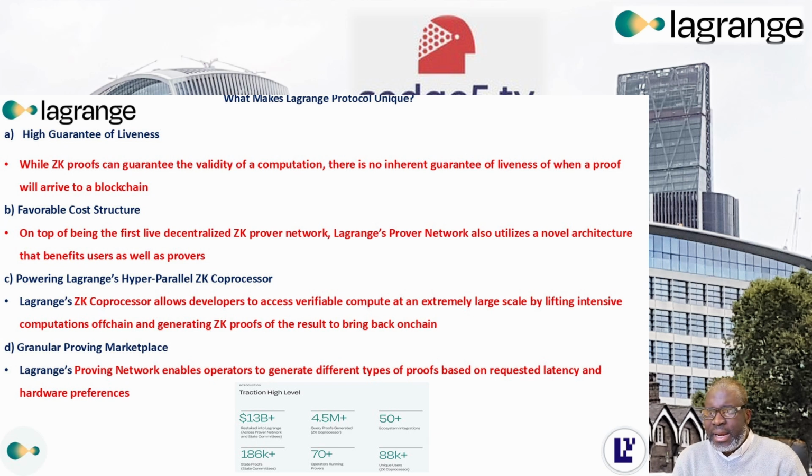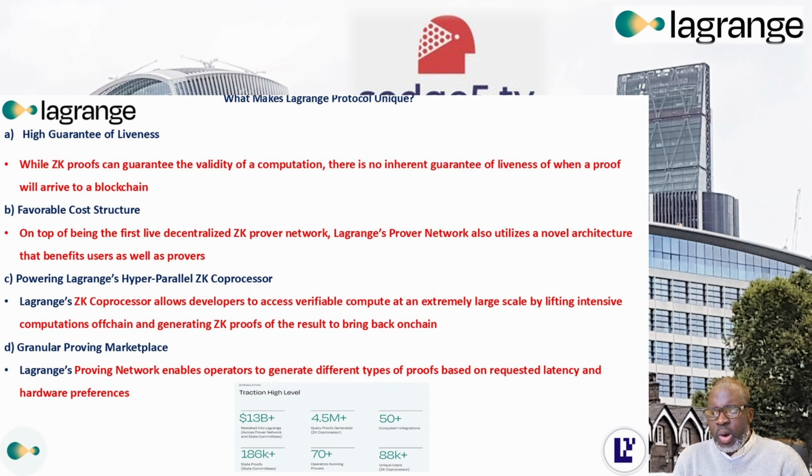Lagrange's ZK core processor allows developers to access verifiable compute at an extremely large scale by lifting intensive computations off-chain and generating ZK proofs of the results to bring back on-chain. Lagrange's ZK core processor is the first proof type deployed on Lagrange's Prover network. What makes Lagrange's approach particularly unique is the ability to break down and distribute computational tasks to Lagrange's decentralized Prover network, which consists of an unlimited set of provers restaked on Eigenlayer. This means that compared to other ZK core processors on the market, Lagrange's ZK core processor can handle a much larger scale of computations and can generate the results and proofs significantly faster.